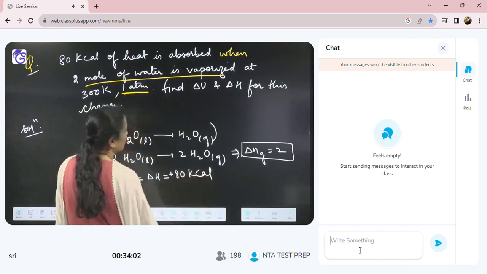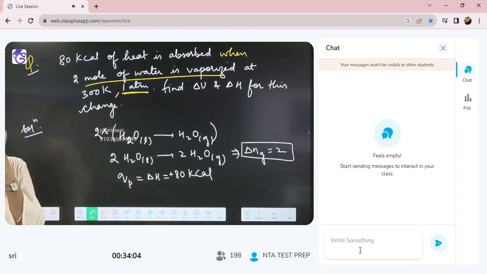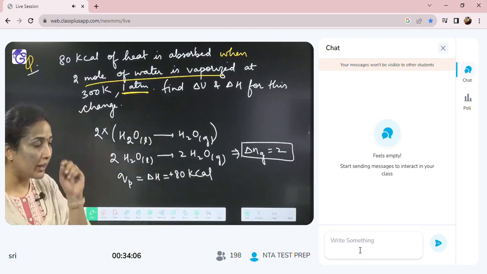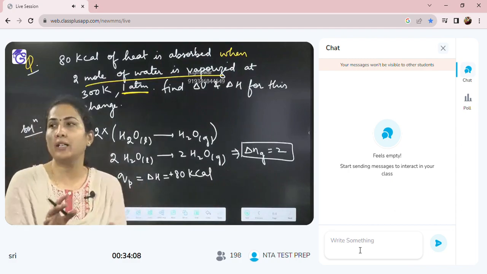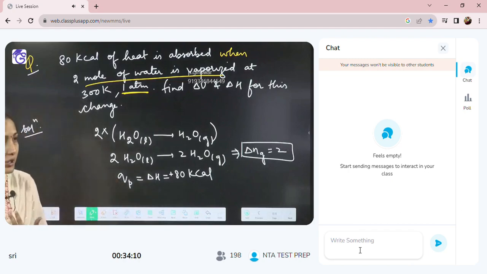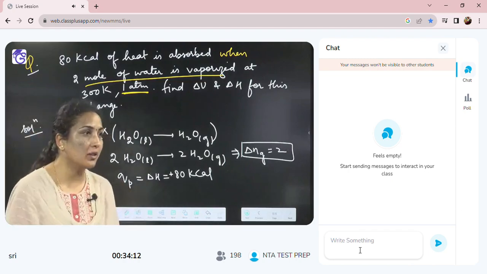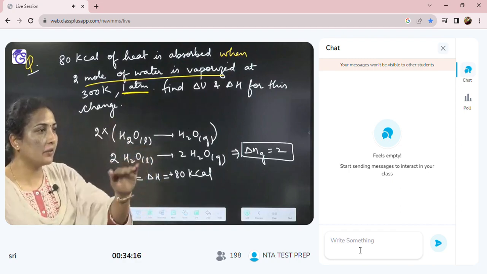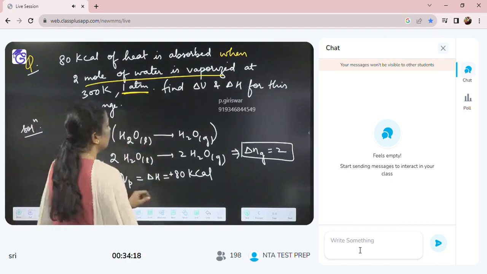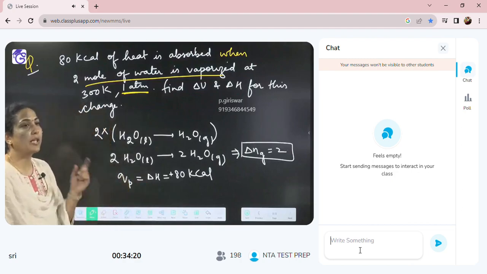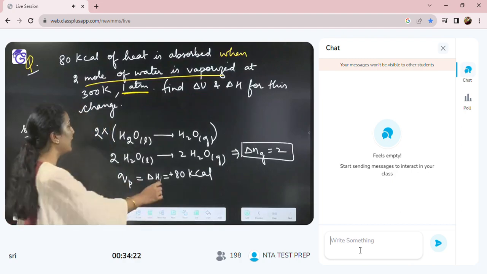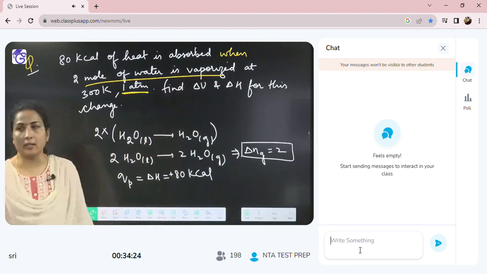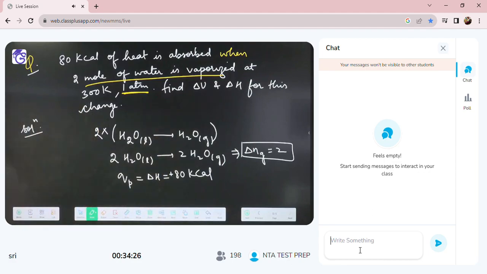because it is absorbed. Did you understand why I took this as Qp, not as delta U? Because there was no hint about a bomb calorimeter, or a closed rigid vessel, or constant volume. This phase transformation happens at constant pressure and at a given temperature. Are you able to understand? Now can you find out delta U from here, everyone? So delta H, you got the answer. It is 80 kilocalorie. Find out delta U. Keep your answer in kilocalorie itself.